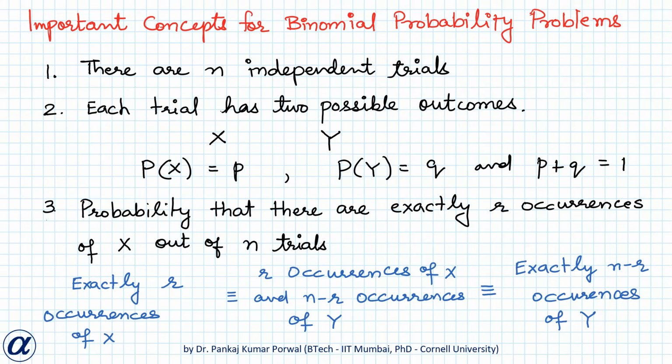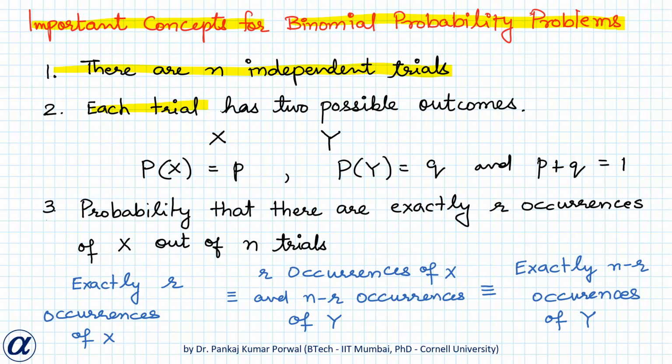In this lecture, we are going to learn some important concepts for solving binomial probability problems. In these problems, there are n independent trials. That means we perform an experiment n times independently. For example, throwing a die n times or tossing a coin n times.